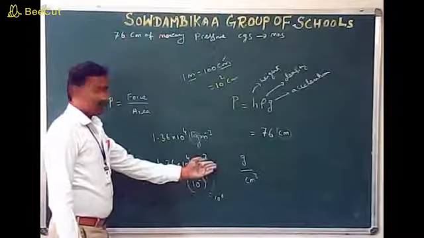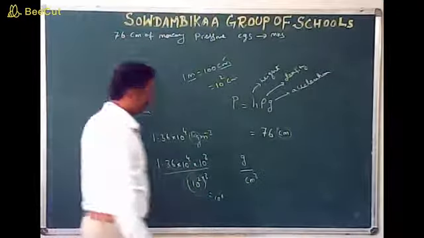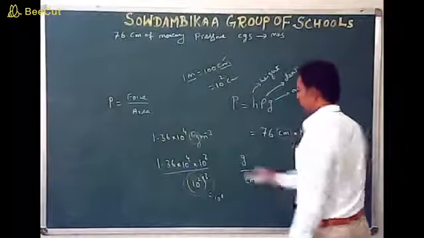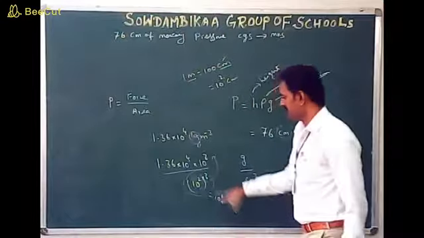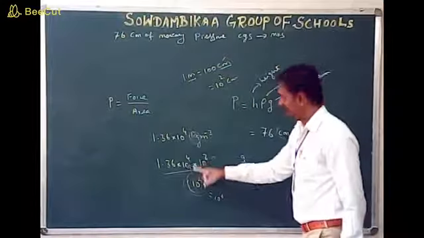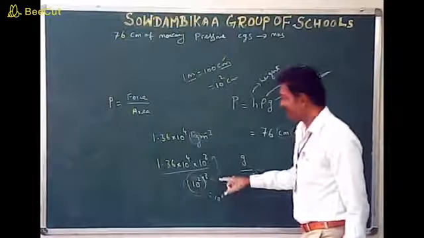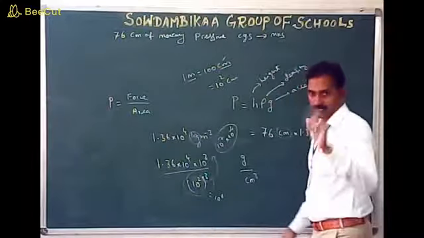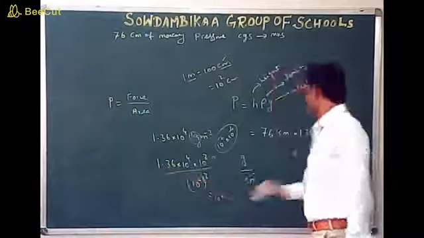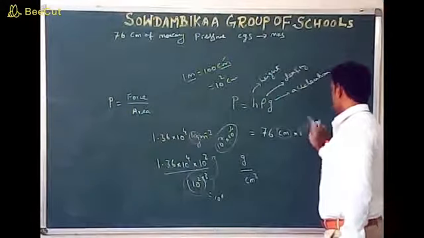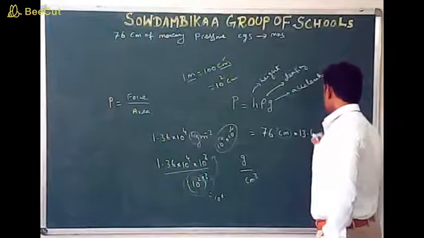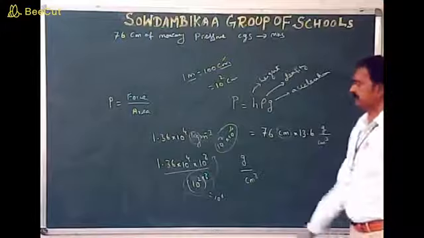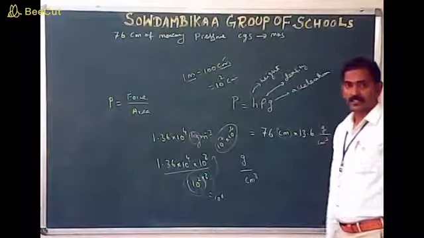If it comes to the numerator, 1.36 into 10 power 6, already 10 power 7 into 10 power minus 6. 10 power 7 into 10 power minus 6 is equal to 10 power 1. The 10 power 1 into 1.36 is equal to 13.6. The unit is gram per centimeter cube. Just to see the conversion, that's all.